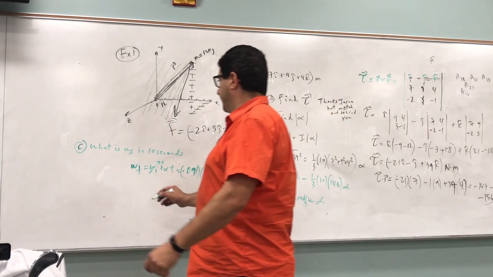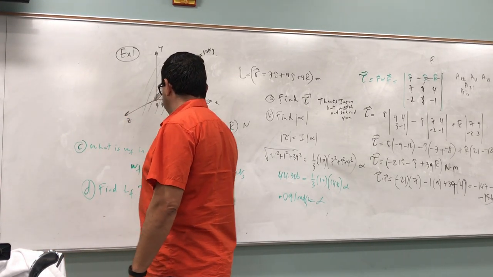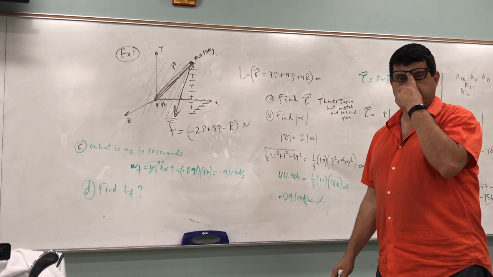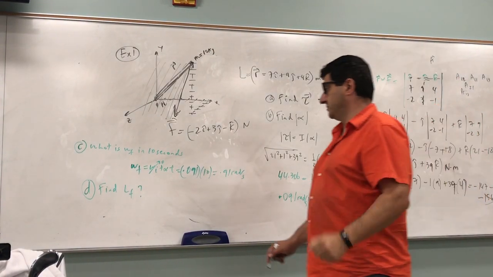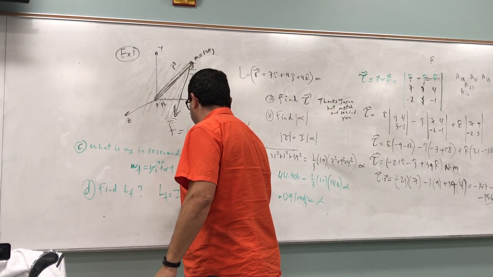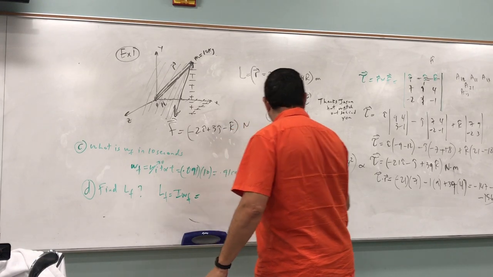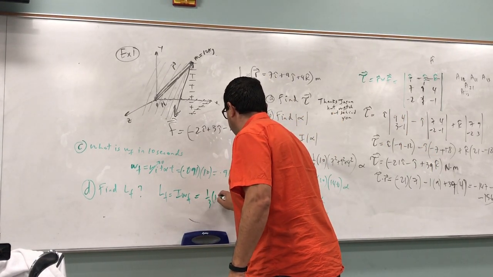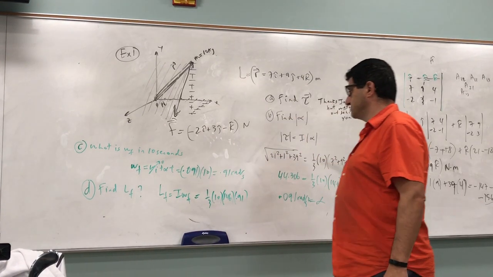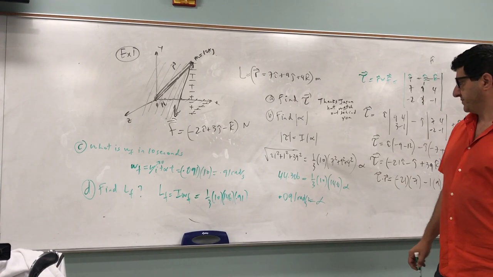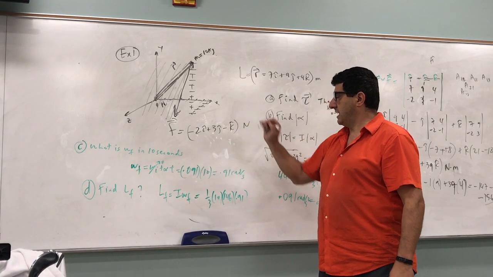And then part D, I can say find the final angular momentum, L final. There are two ways you can do that. One way is to say L final is I omega final. You take the I that you have, times the omega final that we got, 0.91. So once you get the alpha, you can get the omega, and once you get the omega, you can get the final angular momentum of the object, right?